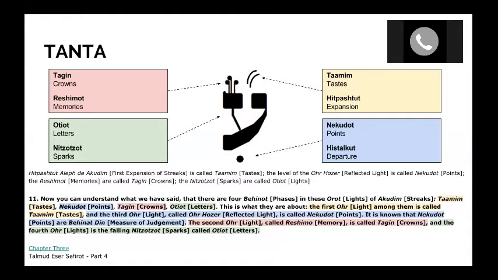That's what we're doing throughout the growth. We're turning these memories into desires. We're first experiencing them, then they're departing, then they're memories, and then we make them into sparks, into letters. That's what it's called: Ta'amim, Nekudot, Tagin, Otiyot. Tastes, points, crowns, letters.